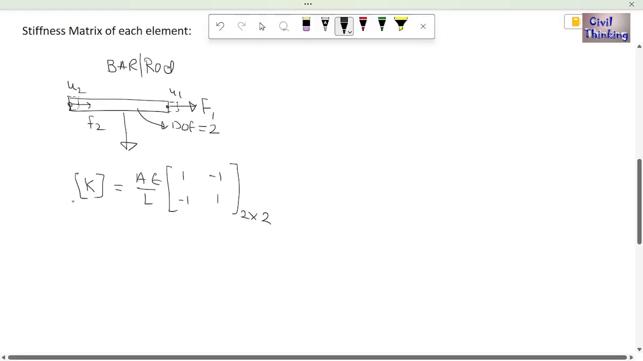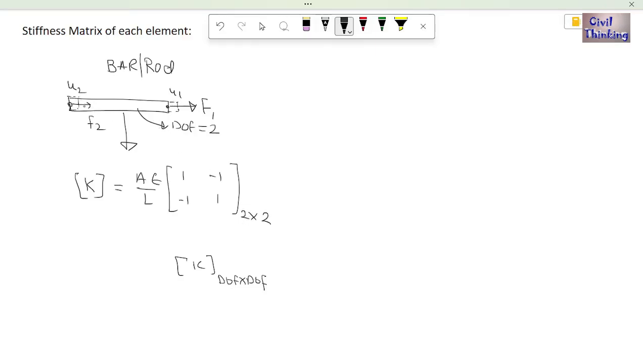And we know that for a stiffness equation, the order is degree of freedom times degree of freedom. So this is the reason we have 2 cross 2. Because each node has 1 degree of freedom, in total 2 degrees of freedom, so 2 times 2.